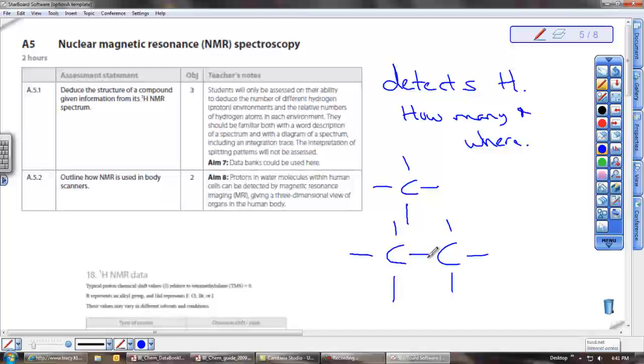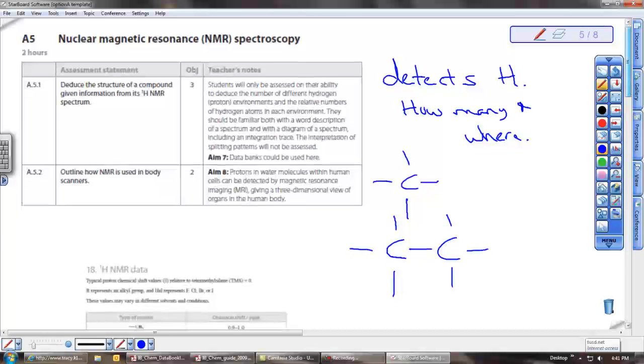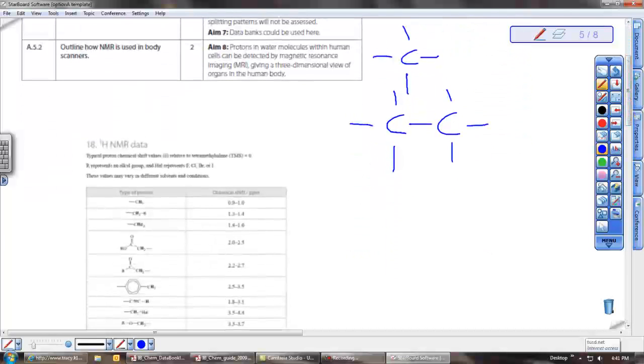Remember, do you guys remember why, on the test that you took today, the paper 1 or paper 2, average bond enthalpies are not good for determining the enthalpy of a reaction? Because they're averages. They are influenced by their environment, right? That's what this is detecting, the environment that the hydrogen is located in. If their surroundings are equivalent, it shows the same peak.